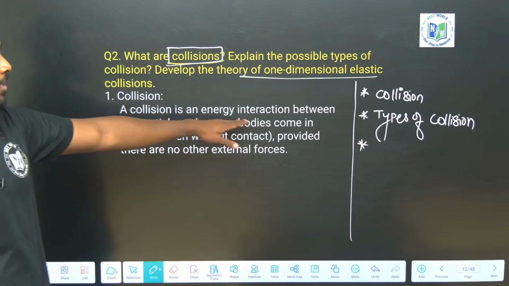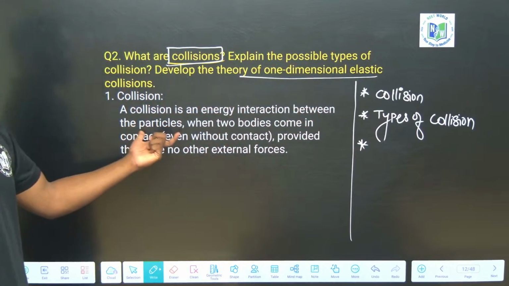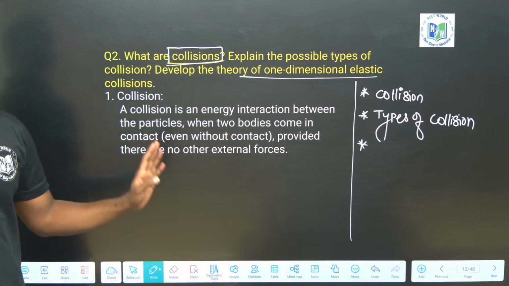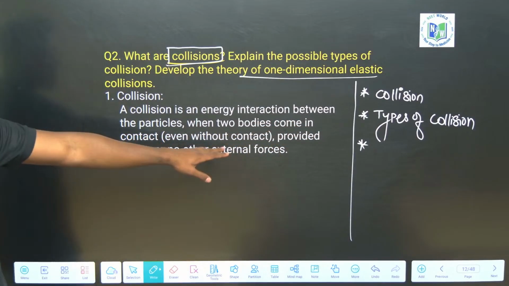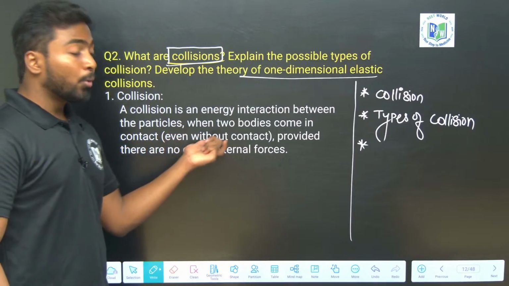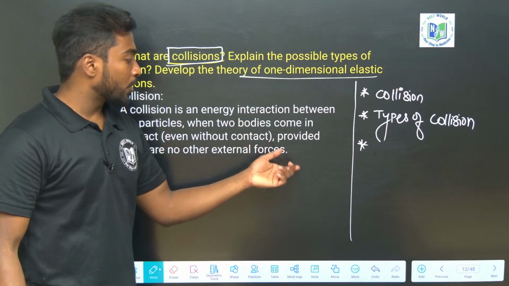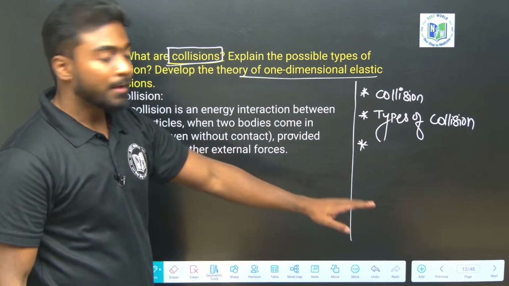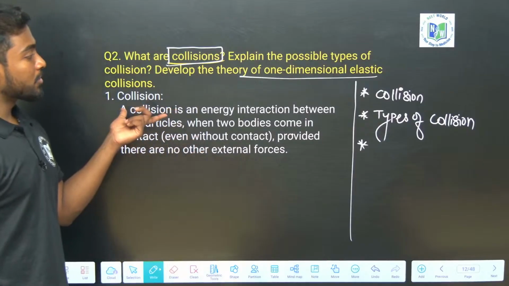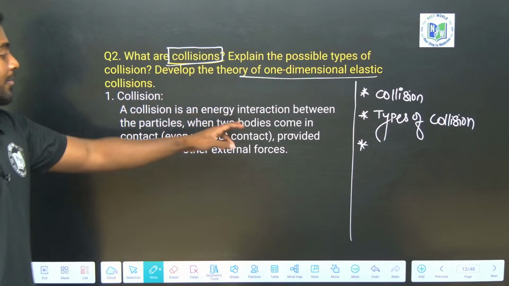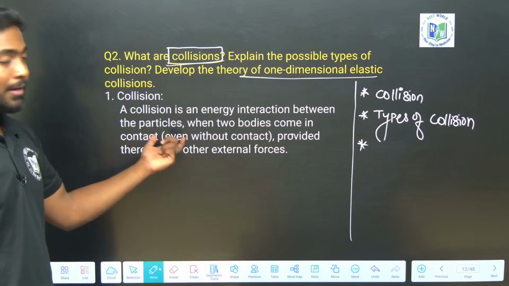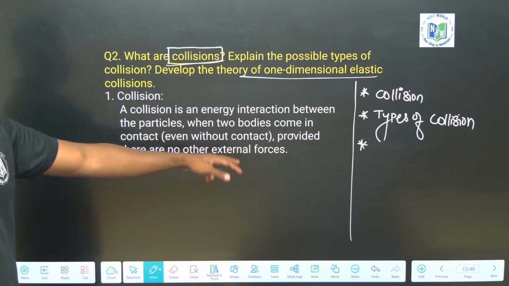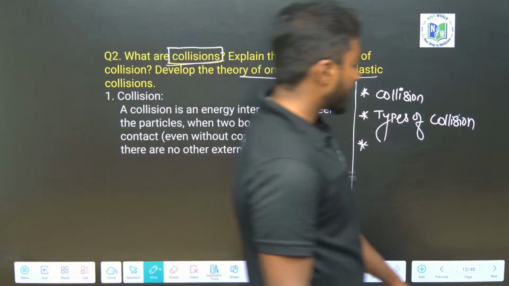Collision is an energy interaction between the particles when two bodies come in contact. We'll say it can be even without a contact, provided there are no other external forces acting. That's the meaning of collision, guys. So the first point you need to write: collision is an energy interaction between the particles when two bodies come into contact, provided there are no external forces acting.